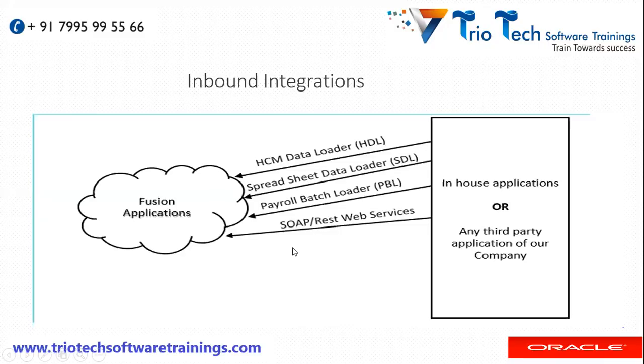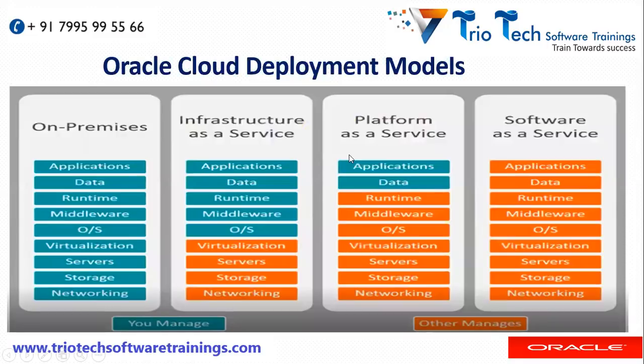Then when we talk about SOAP and REST web services, these web services are used and called to load data into the Fusion application. REST web services can be used in PaaS. When I say PaaS, it means I can create or define my own web service and push the data to my software as a service application, that is my Oracle Fusion Cloud application.